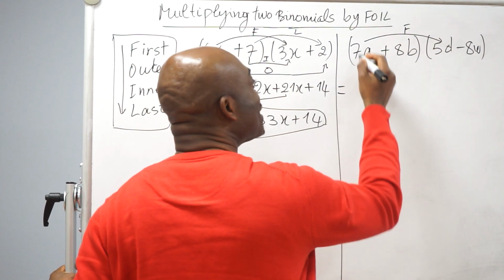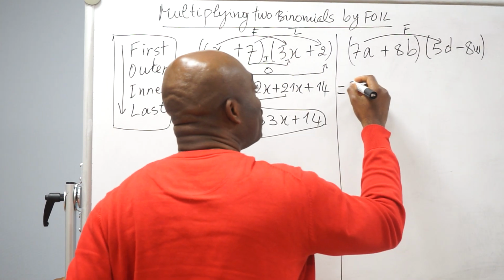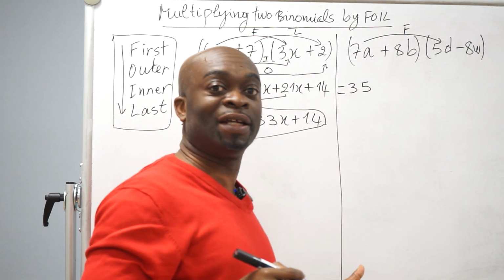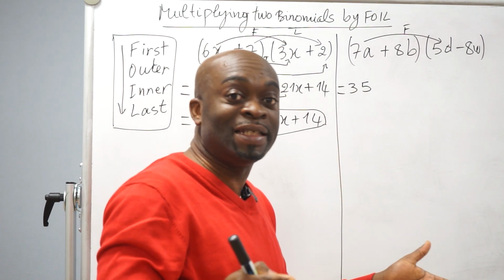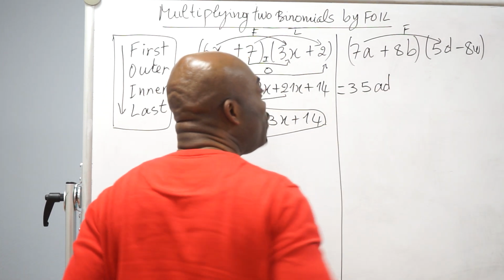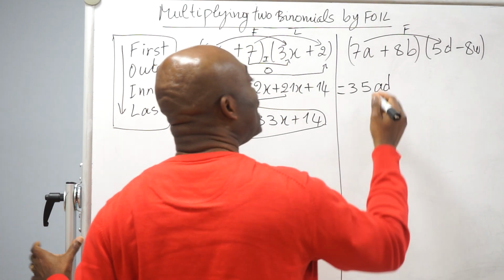Okay, so that will give us what? 7a times 5d. Now 7 times 5 is 35. We all know that. Okay, and then what's going to happen to the a and the d? We multiply a by d. That will give you ad. All right, so that gives you 35ad, and that's the first.